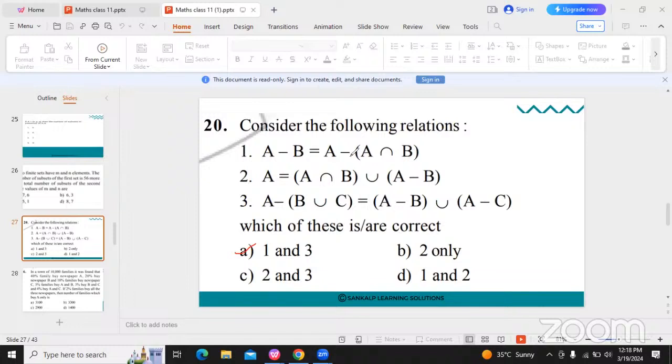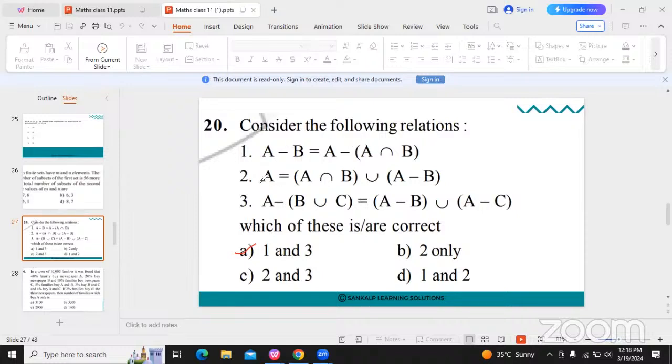That is A minus B. A minus B means the elements present in A, leaving out the common elements of A and B, so that gives us A minus (A intersection B). A intersection B means the common elements of A and B. It is also correct, and equals A minus B.